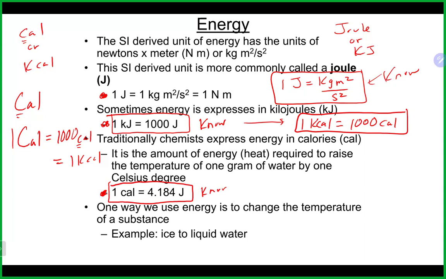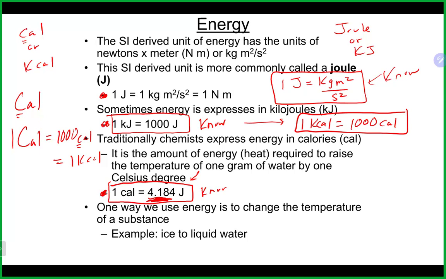The definition of a calorie itself is the amount of energy or heat that's required to raise 1 gram of water by 1 degree Celsius. This conversion down here is one that you should know, and this number is something that we'll see later on. It is also a number that will pop up a lot in this chapter. 4.184 joules is something that pops up a lot.